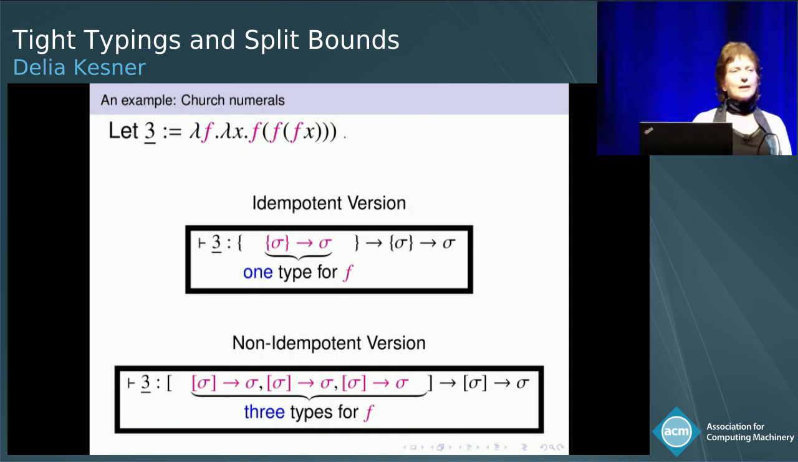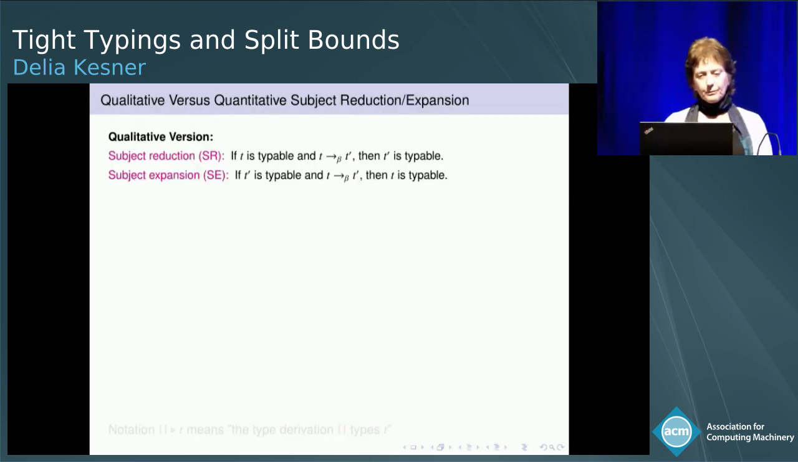In the non-idempotent case, you need to give to F 3 types. Why 3 types? Because in the number 3, F appears 3 times. Of course, you cannot guess the number of times that the variable will appear during all reduction sequences, because the system is undecidable. But the idea is that in the typing system, you are encoding information which is necessary to compute the normal form of the term.